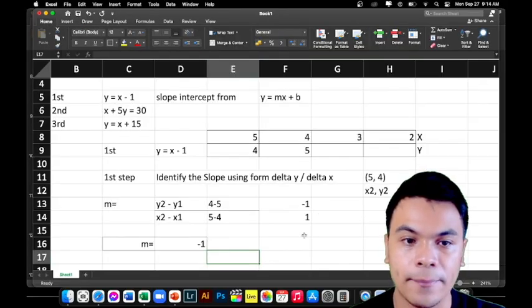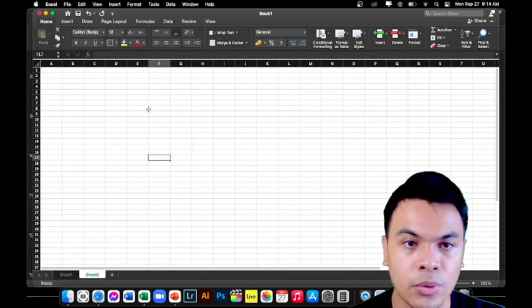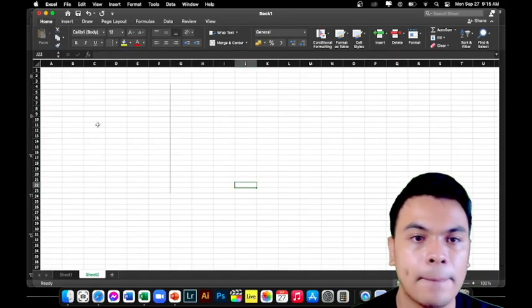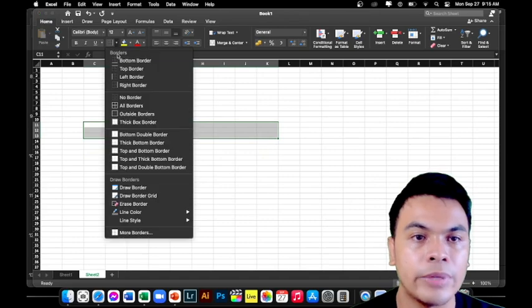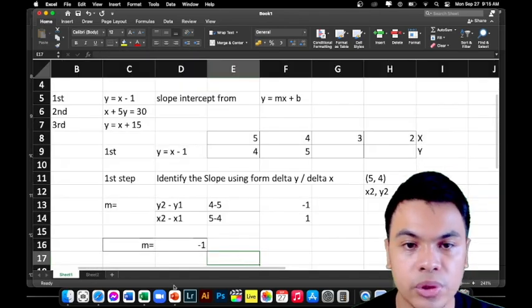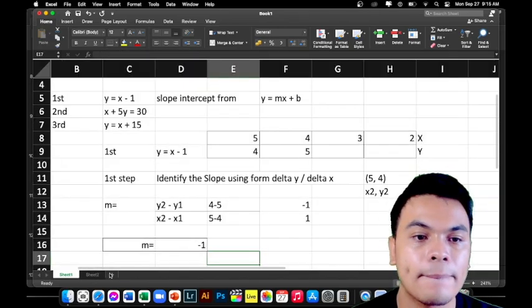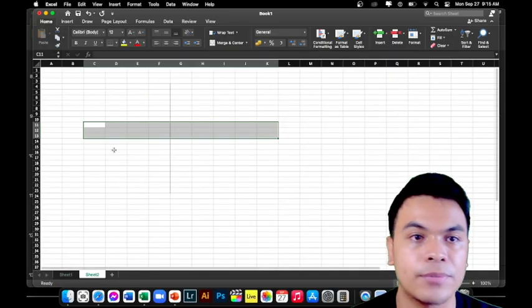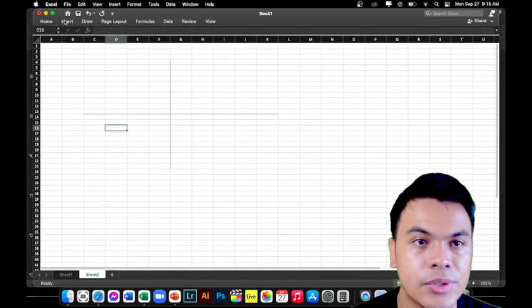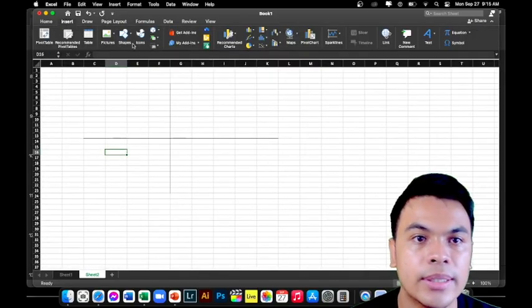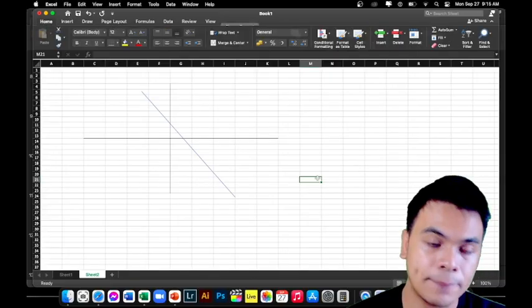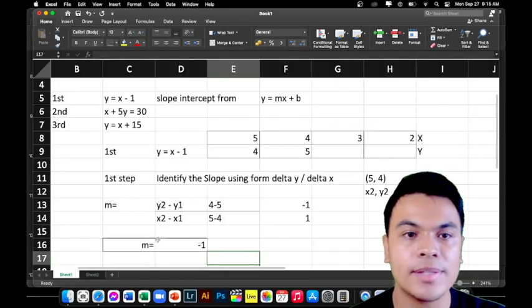So ganito yung itsura niya. Okay. So assuming we have here a Cartesian plane, let's say this is a simple Cartesian plane. And we now know by our solutions, di ba, negative 1, okay, our slope is downward from left to right. So our line should look something like this. Let's insert a line here. Parang ganyan yung itsura ng line niya once we graph. Okay? That's now the slope.